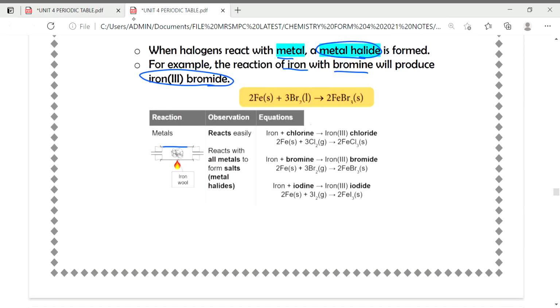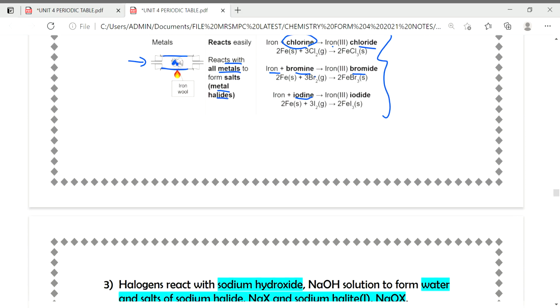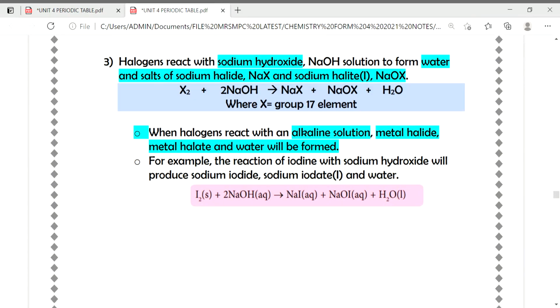Ini adalah combustion tube. Ini ada iron wool. So kita panaskan. Akan ada gas masuk. So reactions akan berlaku. So metal halide akan terhasil lah. Kalau kita react dengan chlorine, iron dengan chlorine akan jadi iron(III) chloride. Kalau iron with bromine, so iron(III) bromide. Kalau iodine, iron(III) iodide. Okay. So next, halogen react with sodium hydroxide.